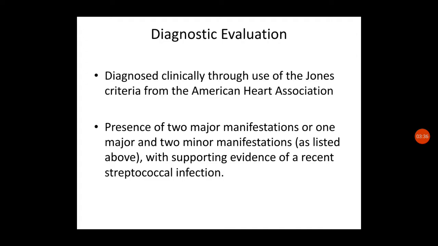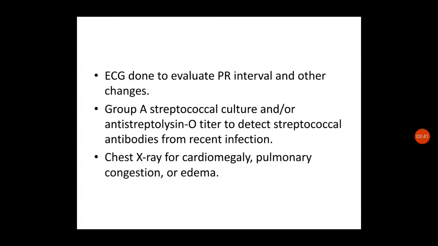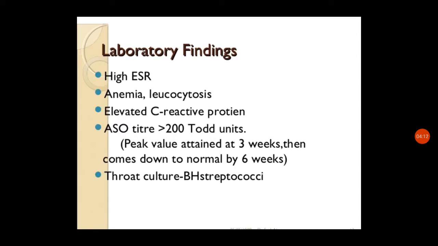So this is the major diagnostic method which we use for diagnosis of rheumatic fever, and along with that ECG can be done to evaluate the PR interval, because we know that there will be prolonged PR interval or any other changes can be noticed with the ECG. Then group A streptococcal culture and/or anti-streptolysin O titer can be done to detect the streptococcal antibodies from recent infection. Then usually we will do chest x-ray for cardiomegaly, pulmonary congestion or edema. So these are the major investigations.